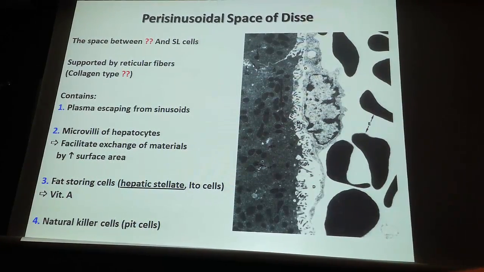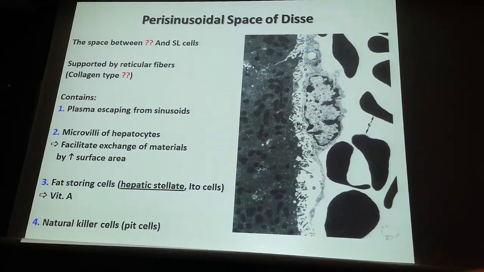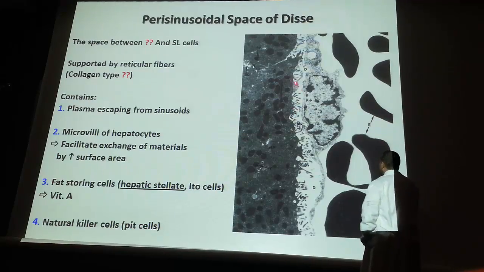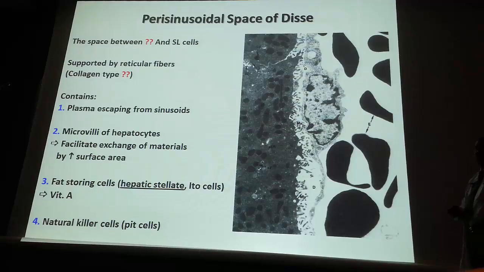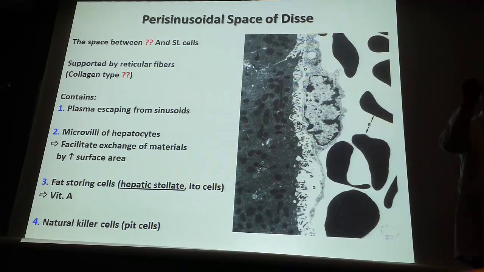They store fat. And within the fat there are fat-soluble vitamins. The most important is vitamin A. So within the liver, this is the storage for vitamin A in your body, within Ito cells, in the space of Disse. So these are the Ito cells. And in recent years, they discovered that these Ito cells are very important in a very important pathological condition.